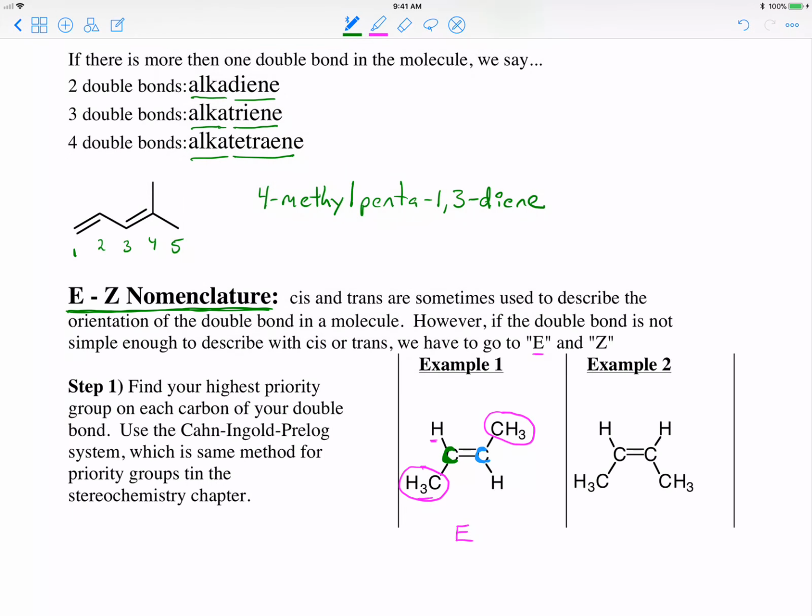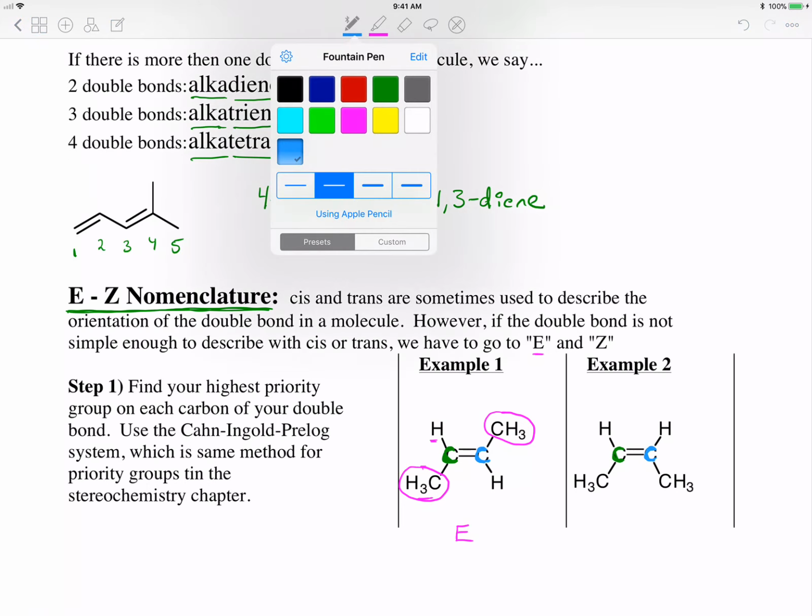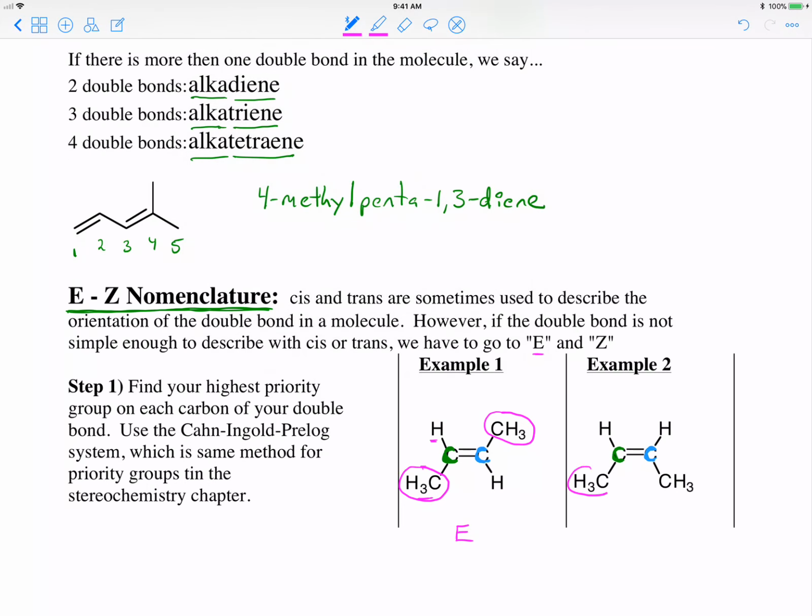So let's go back here, highlight the 2 carbons of the double bond. I'll do them in 2 different colors. On the green carbon, the methyl is the highest priority group, and on the blue carbon, this methyl is the highest priority group. They're on the same side of the double bond. That's the Z. Now the E and the Z come from German words, and I'm going to probably mispronounce these, but it's entgegen for opposite and zusammen for the same. So that's where the E and the Z come from. All right.